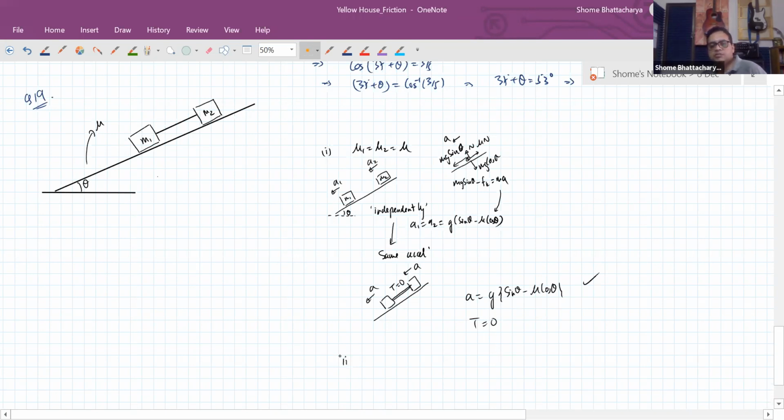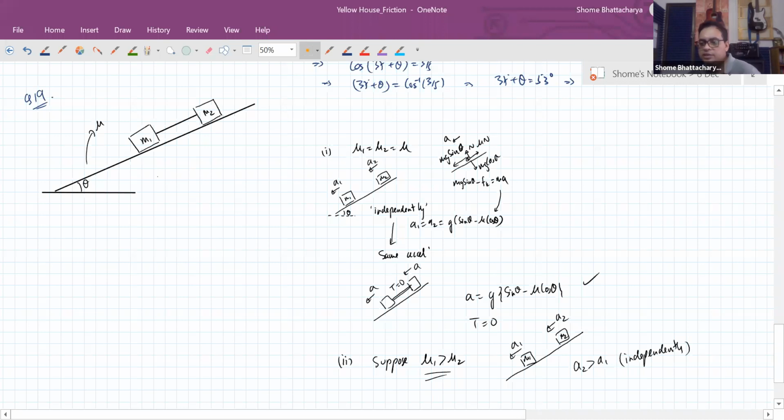Now suppose mu1 was greater than mu2. That is, this block had a larger amount of friction compared to the other block. So then what would happen is, independently, if you release them, then a1 would tend to be less than a2. a2 would tend to be greater than a1 independently, because mu1 is greater than mu2. So the one having more friction will tend to have less acceleration.